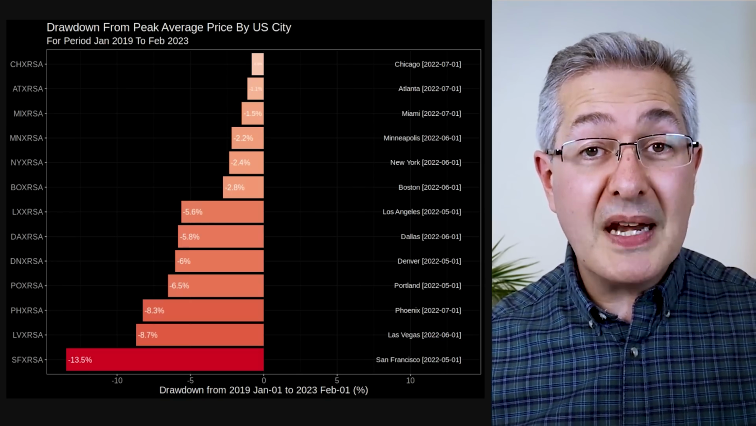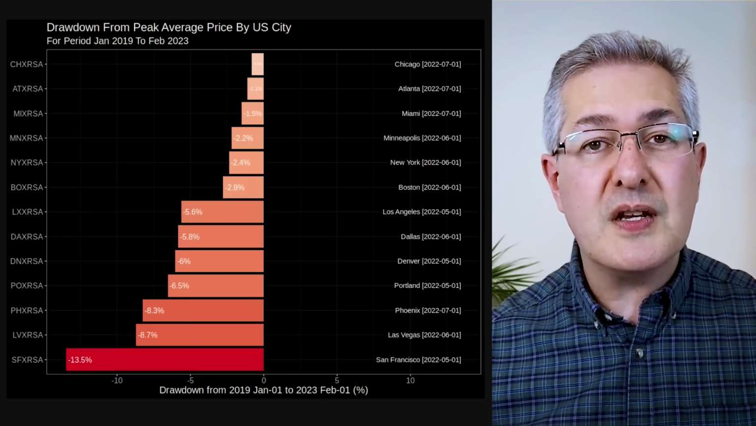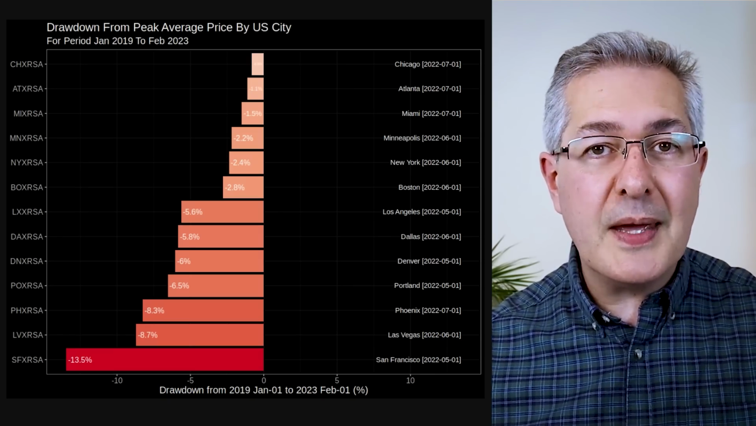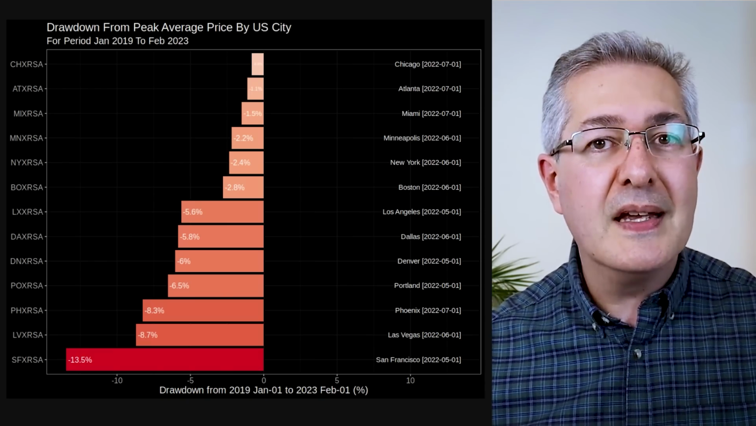But of course, many of these places where the falls are largest are the ones where the rallies were largest. So unless you were unlucky with the timing and you bought right at the top, then you're actually probably okay. You're not talking about negative equity. Now, if we want more timely data, we can turn to Redfin.